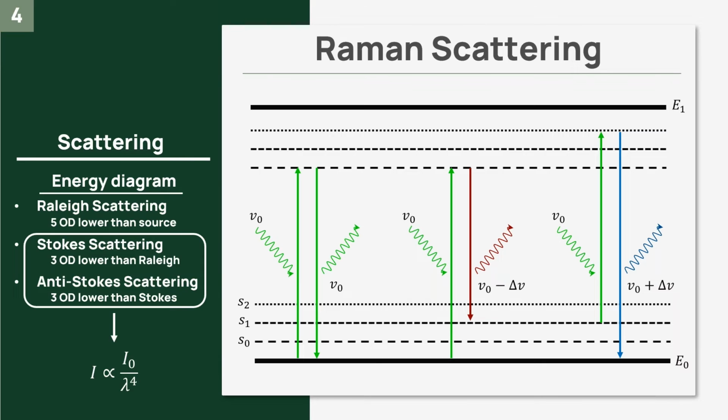But of course, that would be something like the laser used in a Raman system. We're not really interested in that. We're interested in the Stokes and anti-Stokes scattering, which are an additional 3 orders of magnitude lower than Rayleigh scattering in intensity. And that's what you see in the middle. That's a typical Stokes example.